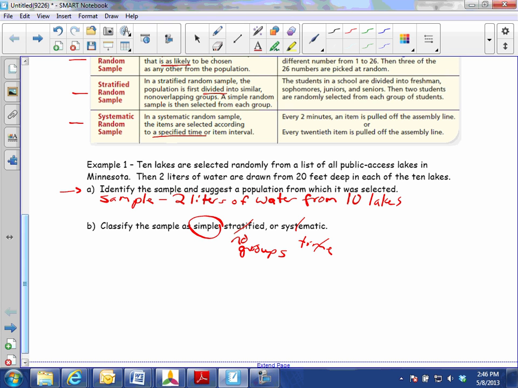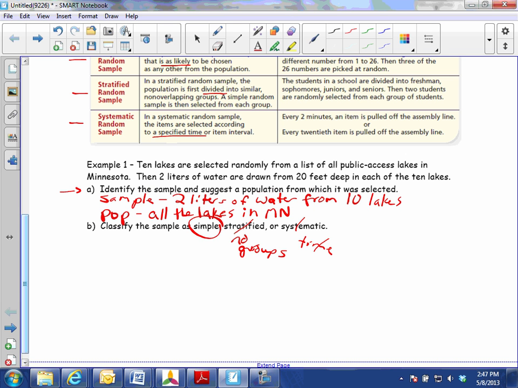Okay, and then the population, what's the larger group that we're picking the sample from? All 10,000 lakes. So all the lakes in Minnesota.